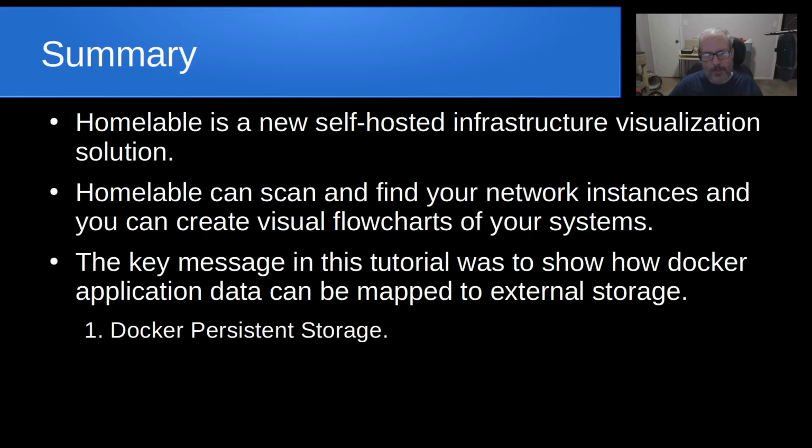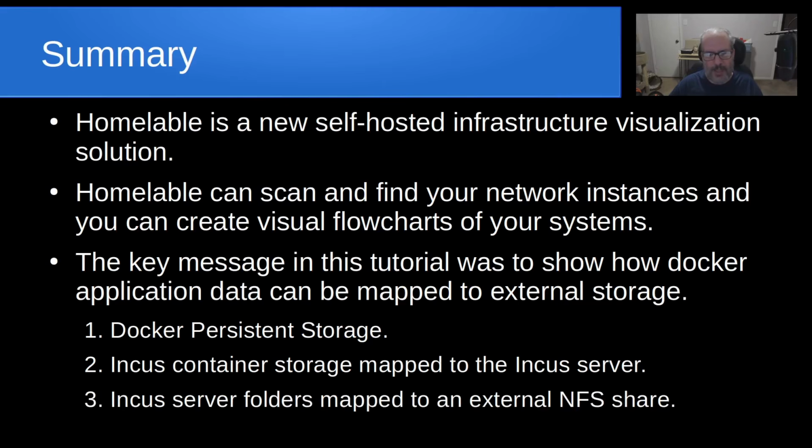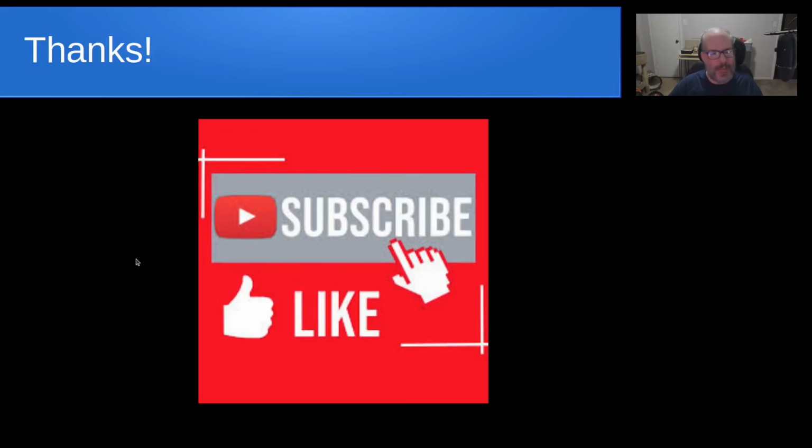So we looked at Docker persistent storage first of all. HomeLabable has a persistent volume, and so that was storing it in a folder in the Incus container. Secondly, we looked at how to take that Incus container storage and map it back to the Incus server on which that container was running. And finally, we took that Incus server folder and we mapped it to an external NFS share on something like a NAS device. Anyway, that's it for today.